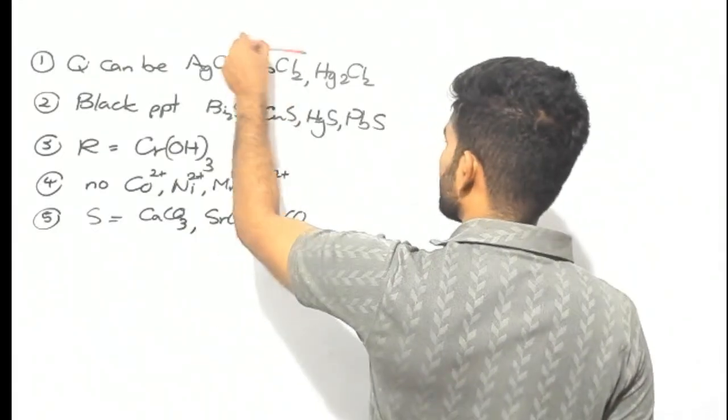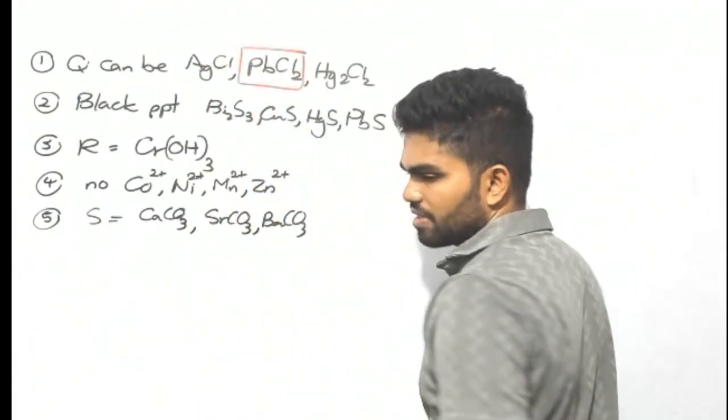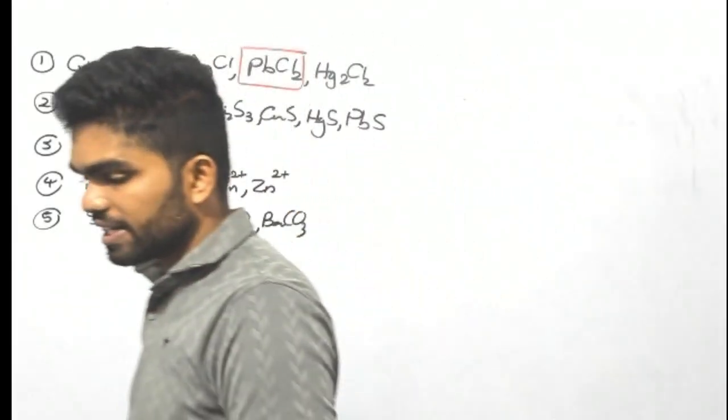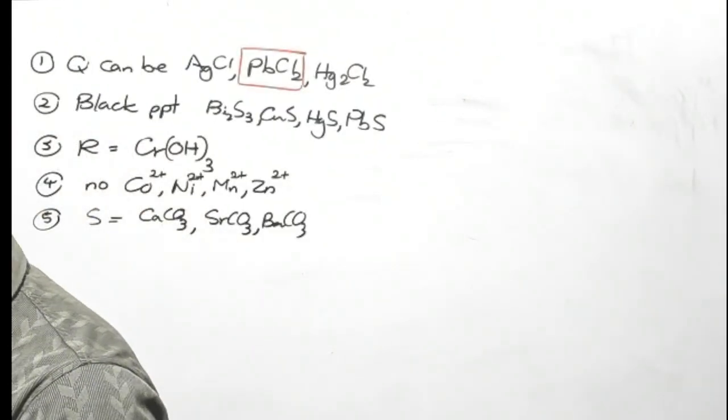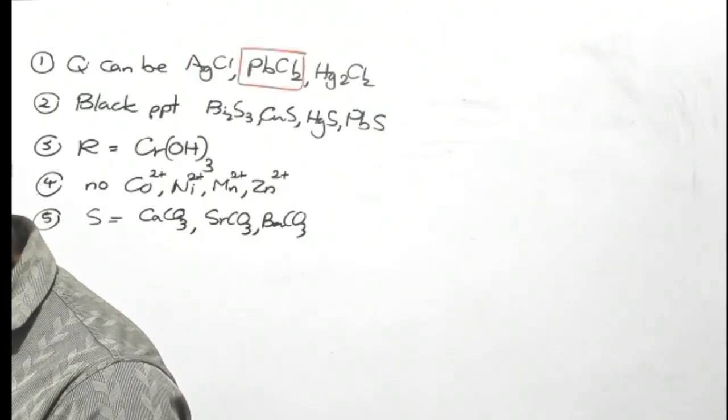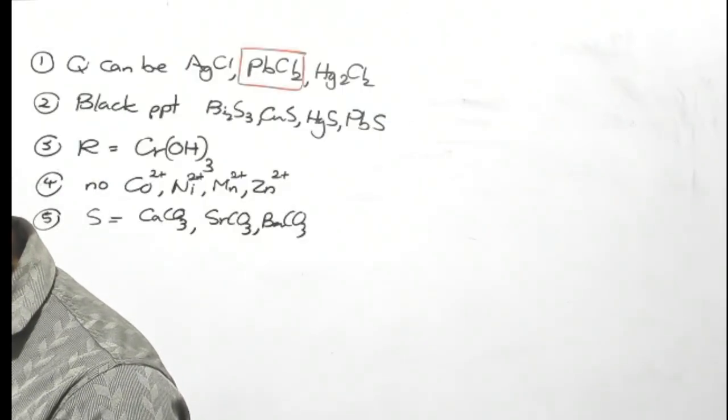It should be PbCl2. PbCl2 will give you white color needle precipitates when it precipitated again. Q must be PbCl2.